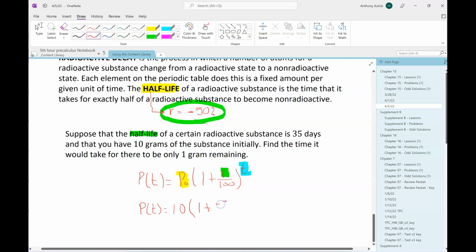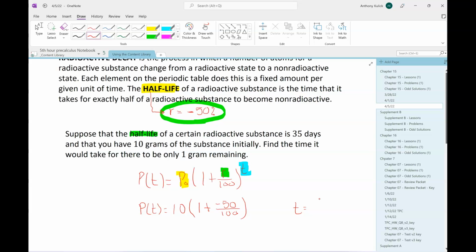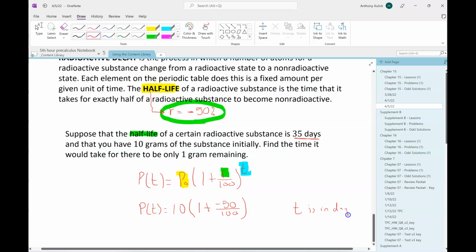Since it's talking about half-lives, the R is always negative 50%. And then to decide what our exponent should be, we need to decide on what unit of measurement we need to be talking about our T in. So in this problem, since the half-life is described in days, it probably makes more sense to have T in days. Everybody's cool with that?